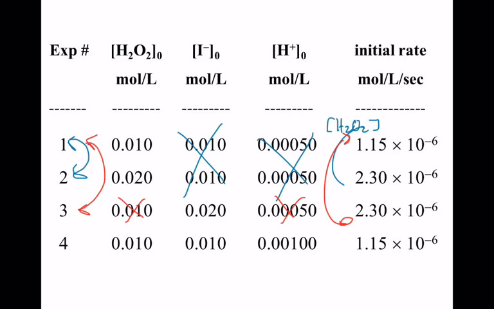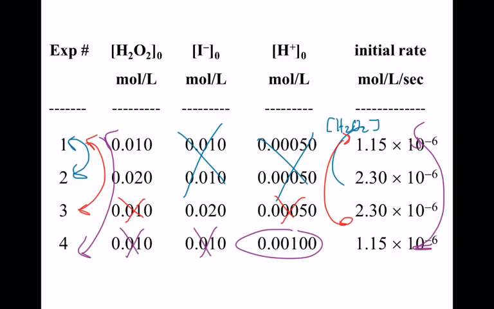And last but not least, I'll change to purple. Looks like we must be using this last row, so what if we did 1 and 4? Okay, notice that their H2O2 was held constant. Your I minus was also held constant. And the only thing that was changing was your H plus. But now we have something interesting here. Notice that the rate is the same. So what reaction order is it? There's no effect. It is 0, right off the bat.